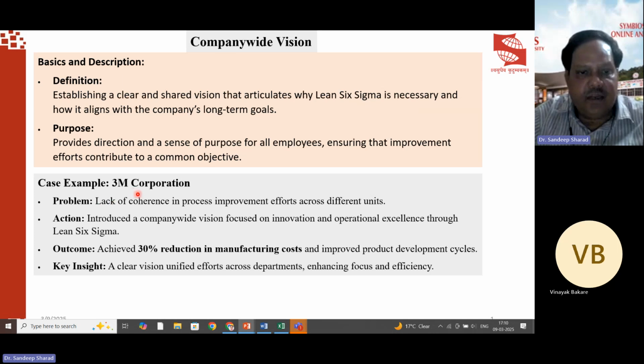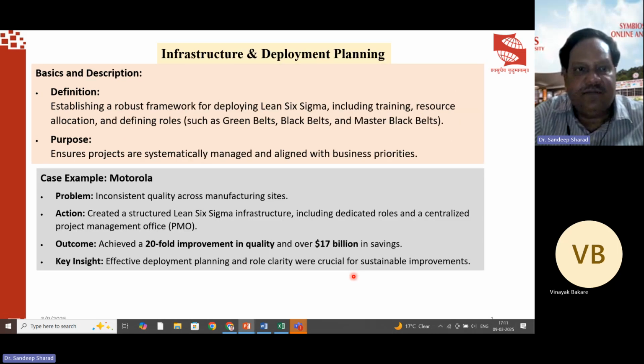Problem for the 3M Corporation: lack of coherence in process improvement efforts across the different units. Action: introduced a company-wide vision focused on innovation and operational excellence through Lean Six Sigma. Outcome: achieved a 30% reduction in manufacturing cost and improved product development cycles. Key insights: a clear vision unified efforts across departments, enhancing focus and efficiency.